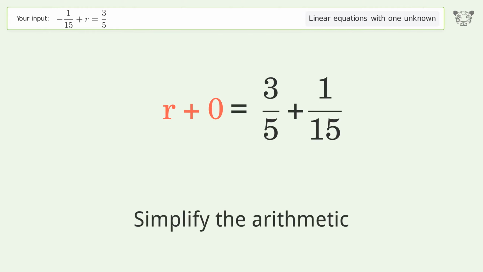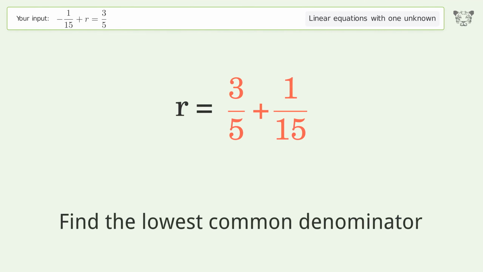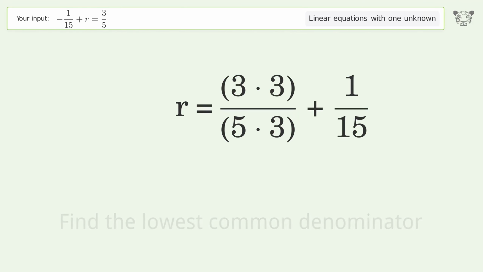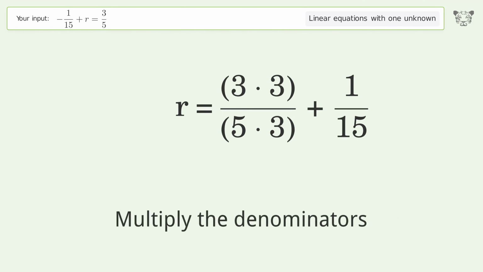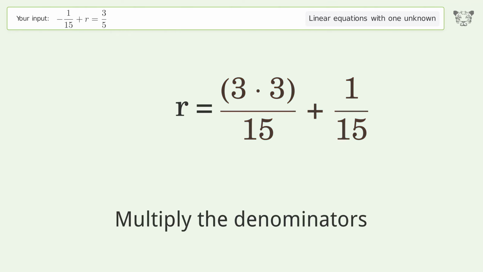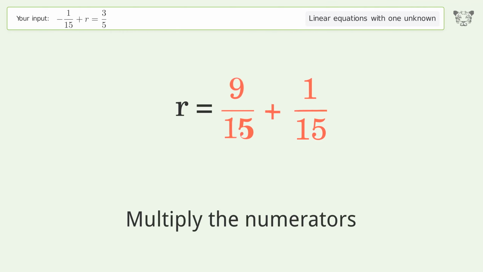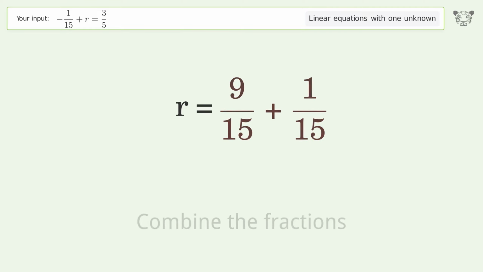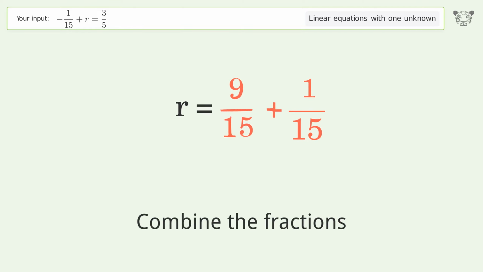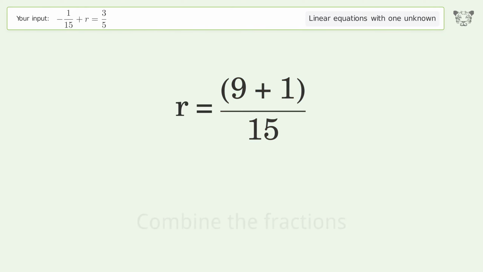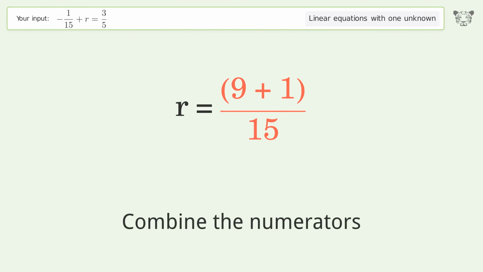Simplify the arithmetic. Find the lowest common denominator. Multiply the denominators. Multiply the numerators. Combine the fractions. Combine the numerators.